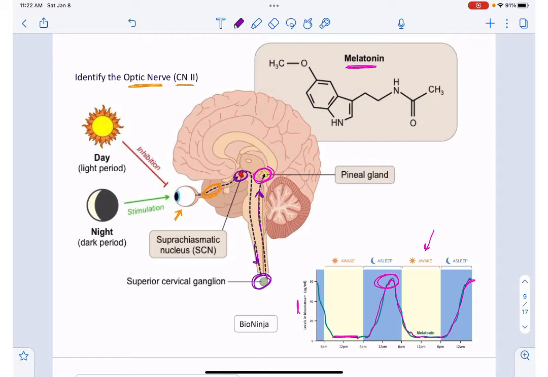So this is all nervous system stimulation all the way, starting with the eyes, traveling through the optic nerve to the hypothalamus, down to the cervical region of the spinal cord, and back up to the pineal gland. This is the nervous system sending this information about darkness to the pineal gland and telling it to produce melatonin in response.